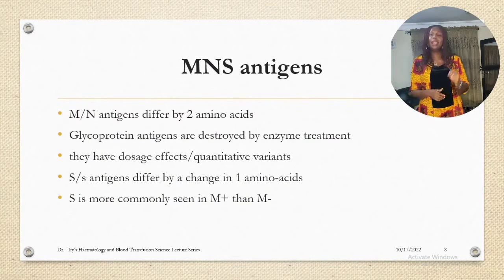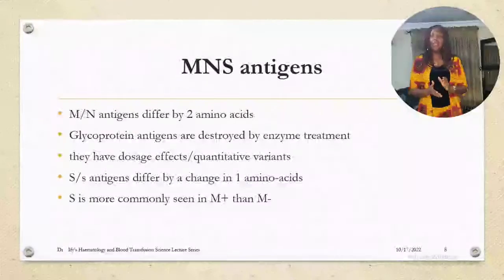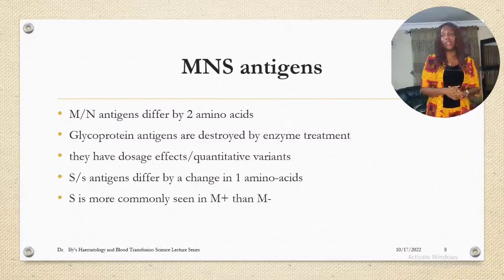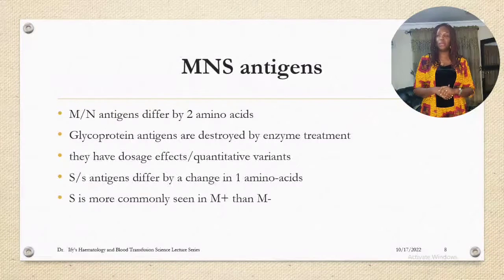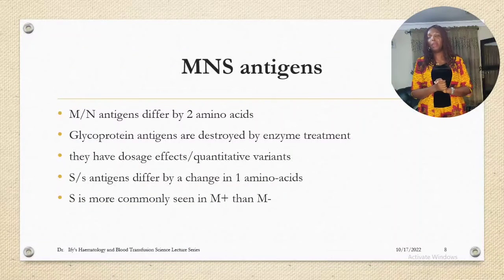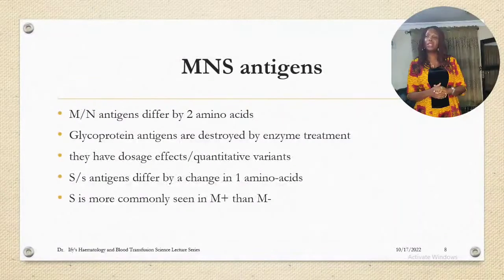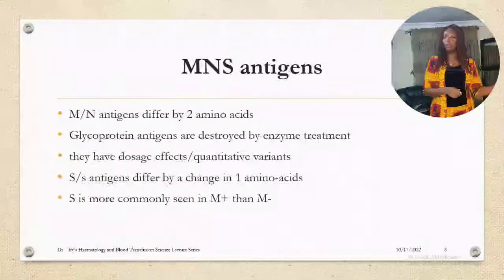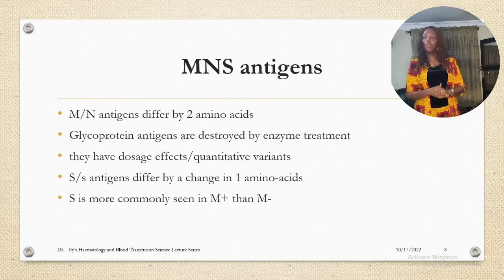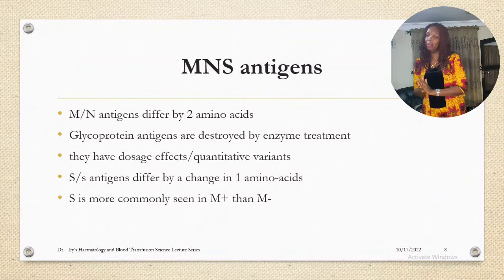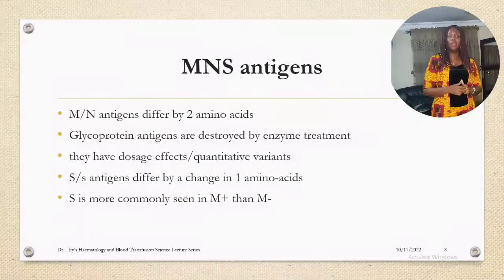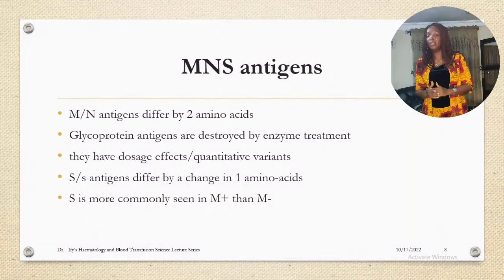MNS antigens. The M and N antigens differ by 2 amino acids. These antigens are destroyed by enzyme treatment. Very, very important. They are destroyed by enzyme treatment, just like antigens in the Duffy blood group system. You need to know the antigens that are affected by enzyme treatment because it will help you in identifying their antibodies when you are doing antibody identification.